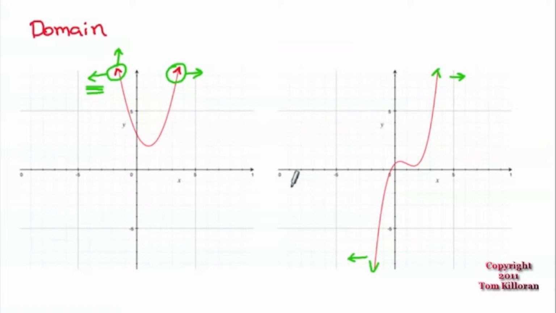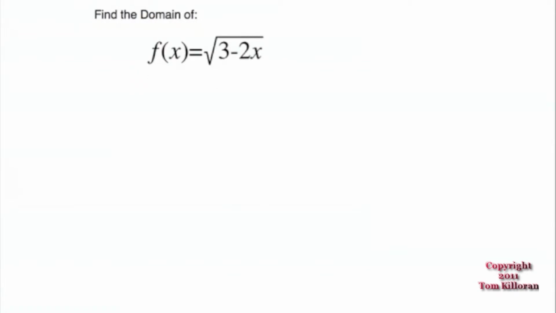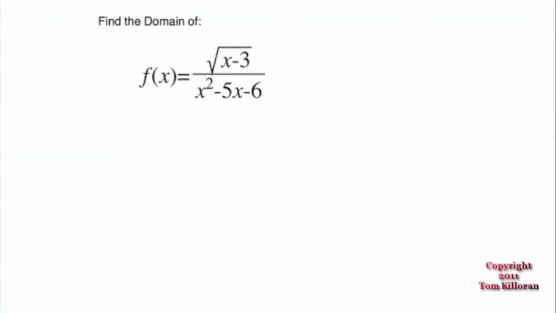So the only way to get a domain other than all real numbers for a polynomial function is to create a rational function. So we have a variable in the denominator, like this one. Or we could have a square root function, like this one, and this would cause some problems. It's not all real numbers anymore. Or we could take both of them and put them together and have a square root and a rational expression at once.